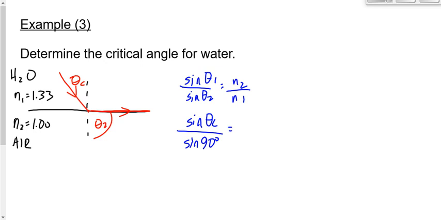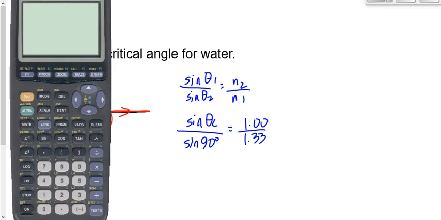N2 over N1, that's going to be 1.00 over 1.33. Please don't get the N1 and N2 mixed up. But if you do, there's an out this time. There isn't usually, but this time there is. Okay, let's solve this, and then we'll take a look at what would happen if you mixed up N2 and N1 here.